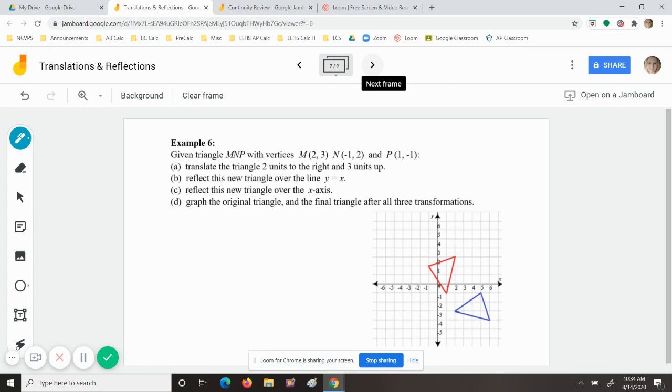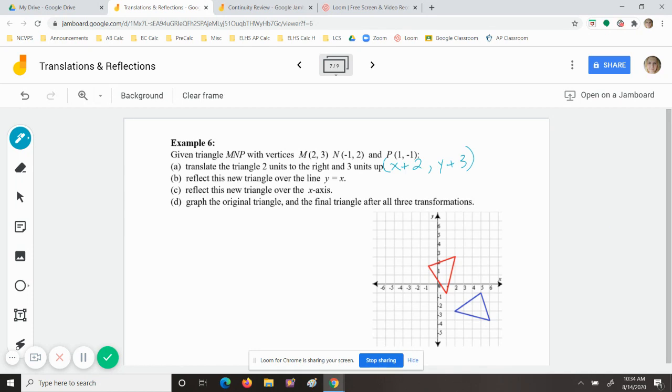We're starting out with a triangle, and we have coordinates M, N, and P as our vertices. We want to first translate the triangle 2 units to the right and 3 units up. So let's think about what we're going to do there. If we're going 2 units to the right, we're going to have to add 2 to the x's. If we go 3 units up, we're going to have to add 3 to the y's.